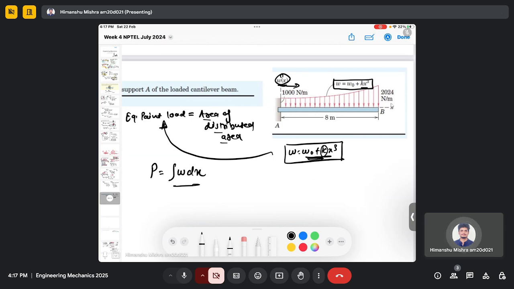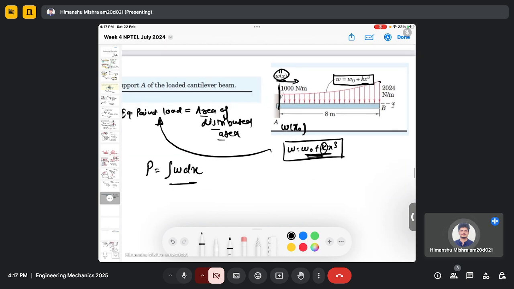So this is the W at x equals 0, and this is the W at x equals 8. That's all. And W naught means W at 0. What does it mean? W naught is some scalar constant that we have to find. So W naught and K we need to find. So that is unknown still.